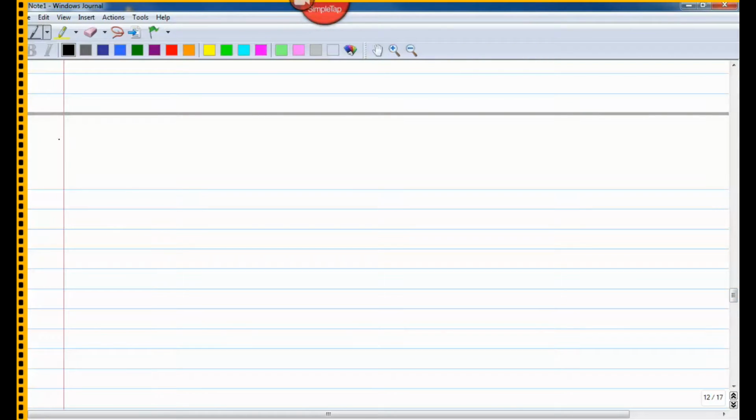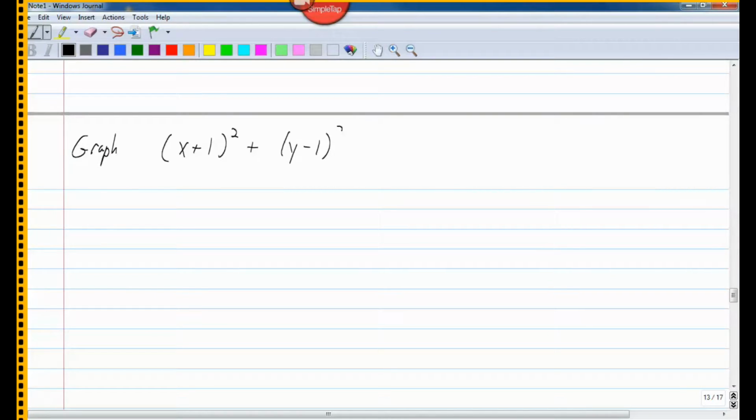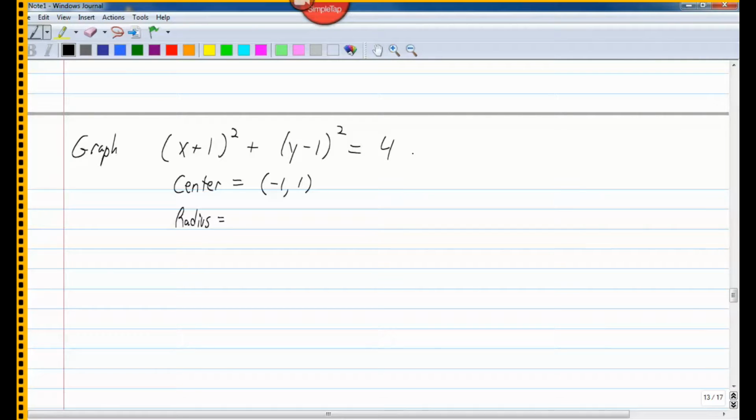So let's say that we wanted to graph this equation. x plus 1 squared plus y minus 1 squared equals 4. The first thing we need to know is what is the center. That's going to be the point -1, +1. And what is the radius? That's going to be equal to the square root of 4, which is 2.